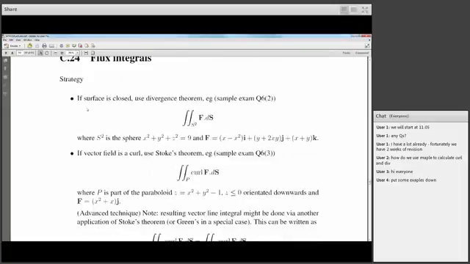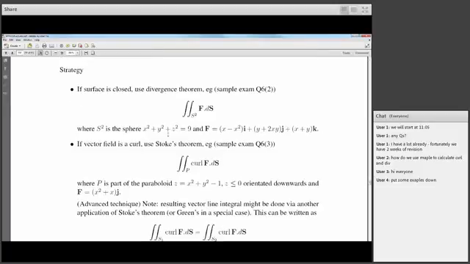The first thing I do for a flux integral, which looks like this sort of thing, is check if the surface is closed. A surface being closed means it has no boundary. If that's the case, then I'd use the divergence theorem. An example question is working out a flux over a sphere. A sphere has no boundary, so as soon as I see that, I'll give the divergence theorem a shot. I won't do all these examples, but I'm showing you what to look for.